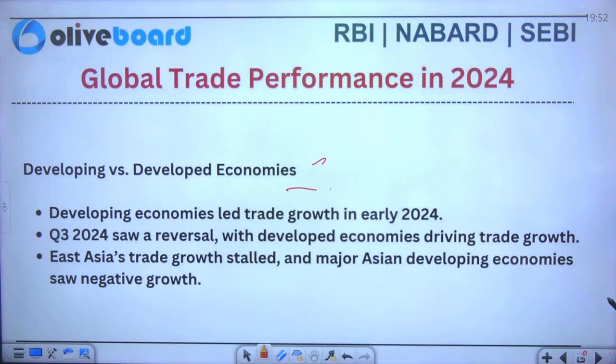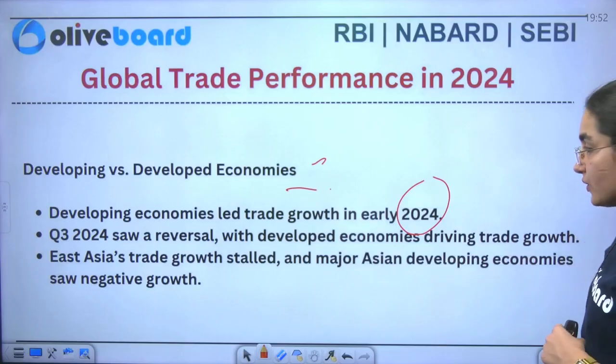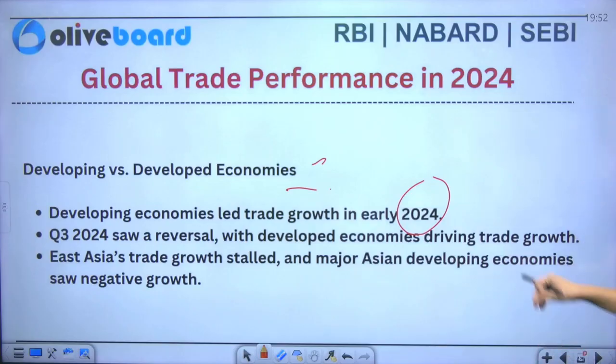Now if I talk about the developing economies, they led trade growth by early 2024. Quarter 3 2024 saw a reversal here with the developed economies reviving their trade growth. East Asia's trade growth stalled. A major Asian developing economies saw a negative growth.